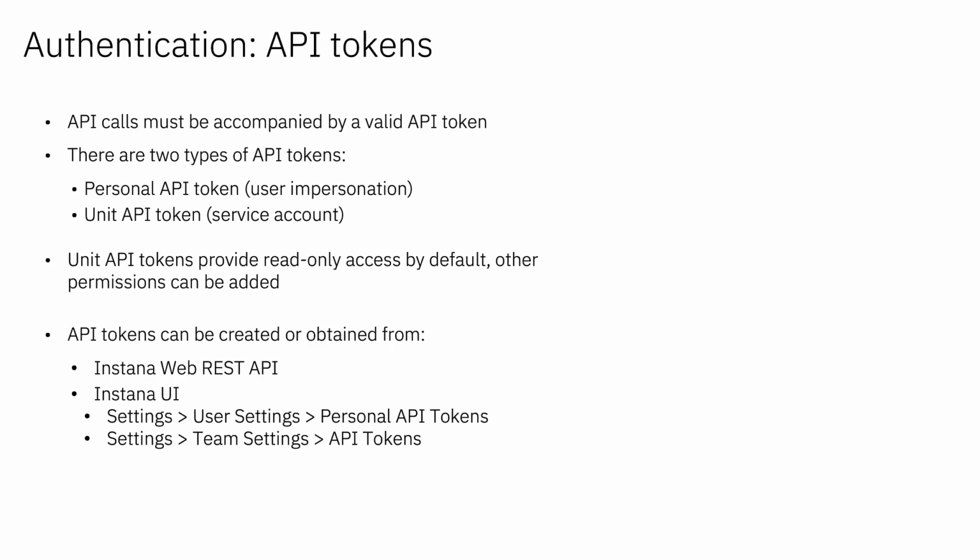And then there are team or unit API tokens. They are account wide, and these are like the service accounts used for the integrations. And I'll show in the demo. Below, user settings, personal API tokens is the access path in the console. And for the unit-wide API tokens it is settings, team settings, and API tokens. By default, API tokens created are read-only unless you select permissions that you want to add to this token, and we will show it in the demo.